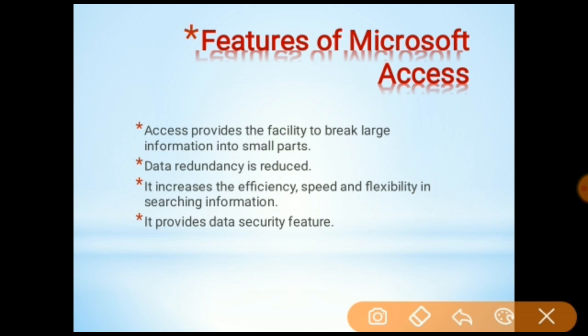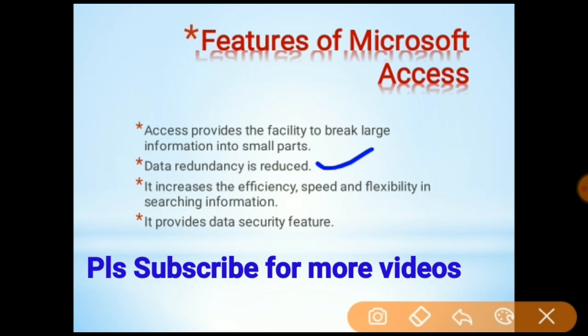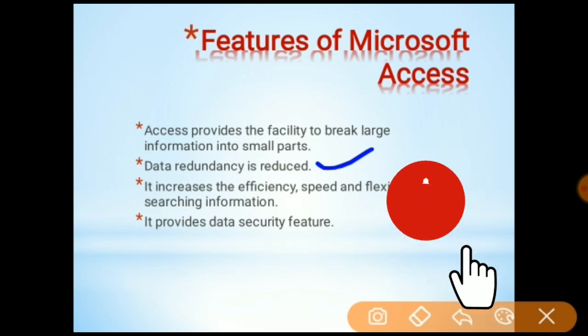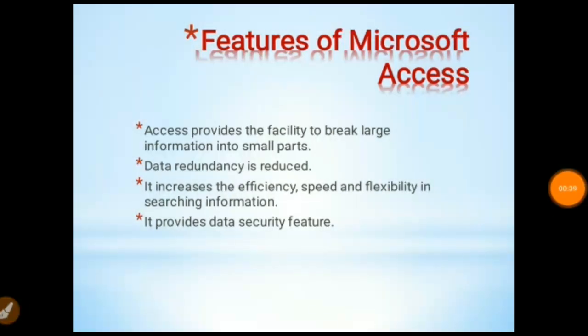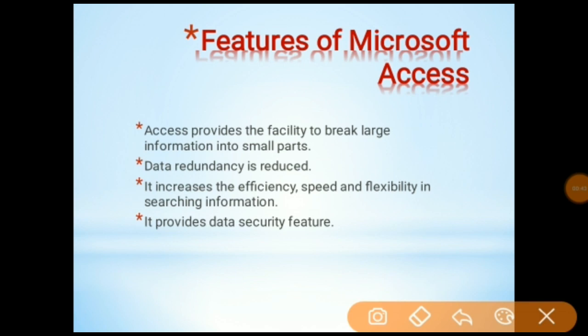Means you can easily break down your data into smaller parts. Next, data redundancy is reduced. Data redundancy means duplicacy. In SS, the duplicacy chances of your data are very less, right? It increases the efficiency, speed and flexibility in searching the information very easily. Last one is it provides the data security feature. Means in SS our data is very secure.